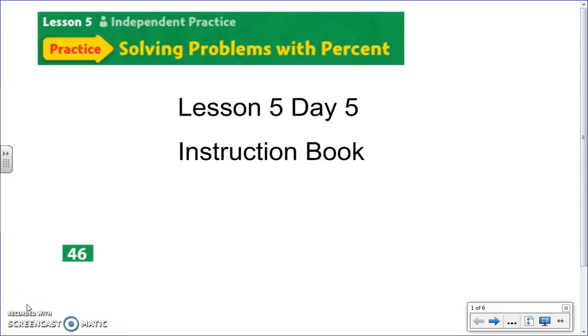Alright, this is Mr. Gillum, and today we're going to look at the independent practice in your guide and instruction book. The independent practice is supposed to be completed by the student, and then this is like the answer key or the last minute study session leading into the quiz. So if you haven't completed your independent practice yet, make sure you're doing that before you're watching this video.